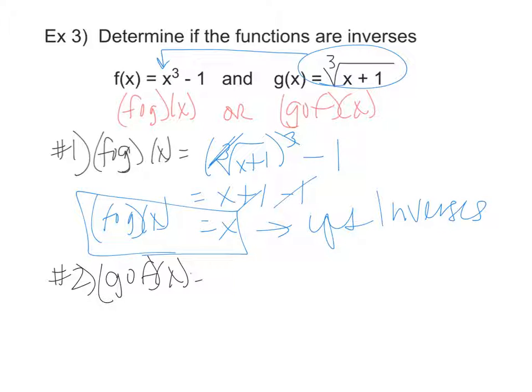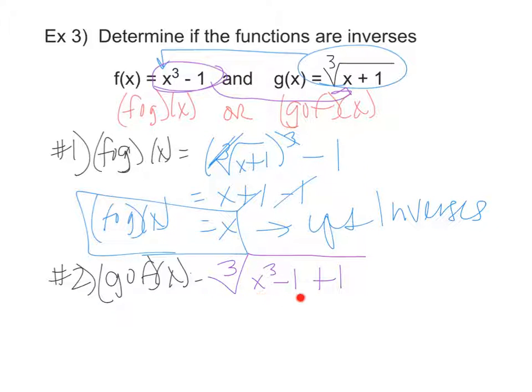I am now going to take my f of x function and plug it in place of my g of x function. So I now have the cube root of x cubed minus 1 plus 1. So I have plugged in this x cubed minus 1 in place of the x value. So I've just replaced this x with the x cubed minus 1. Now we simplify. The plus 1 and the minus 1 go. I now have the cube root of x cubed, and the cube root and the cube both go. So g of f of x equals x.